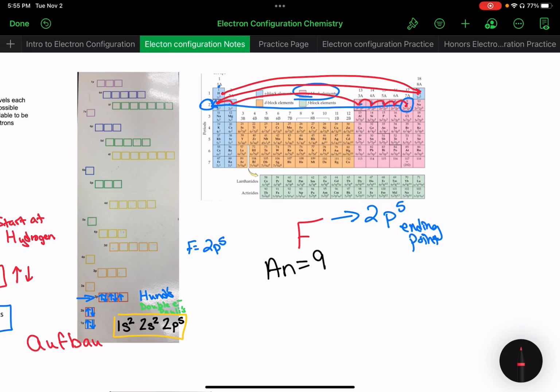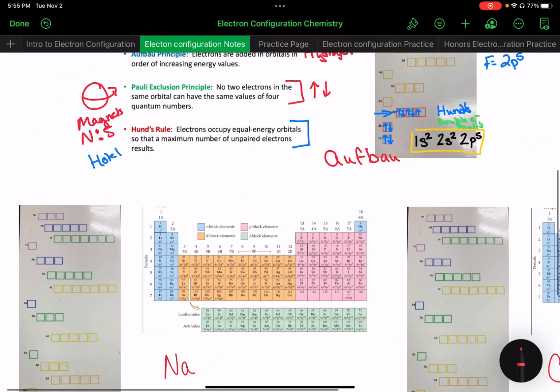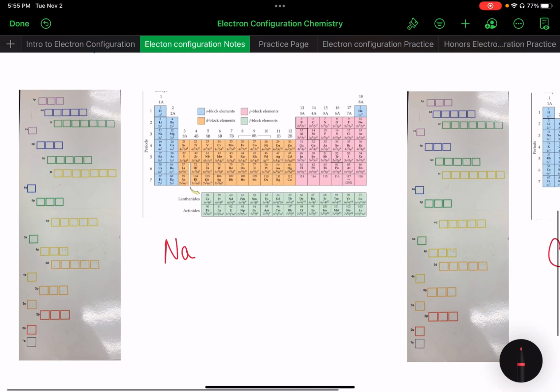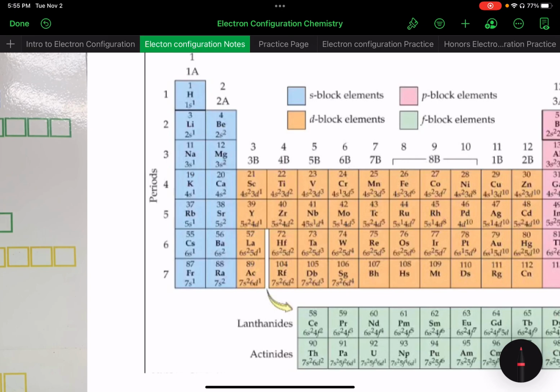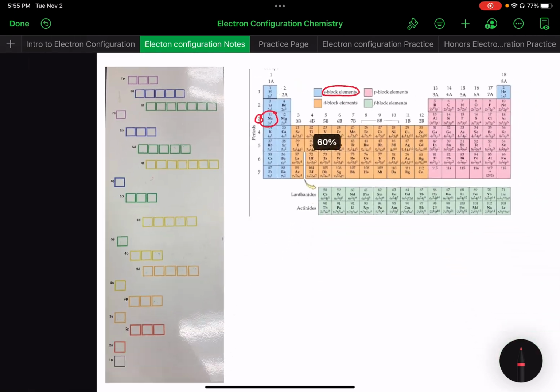Okay, so we ended on this one. Let's do a little bit more practice before we do actual practice. So the next one we're going to do is sodium. And sodium is here on the periodic table. It's on row 3. And the block is S, and it's 1N.